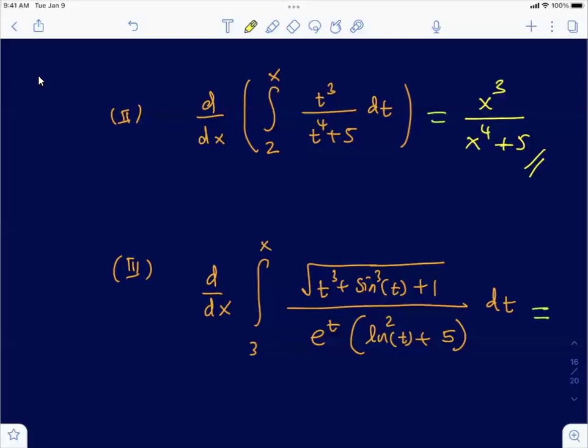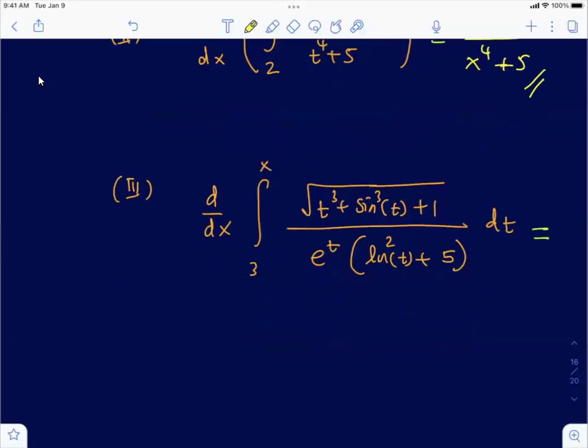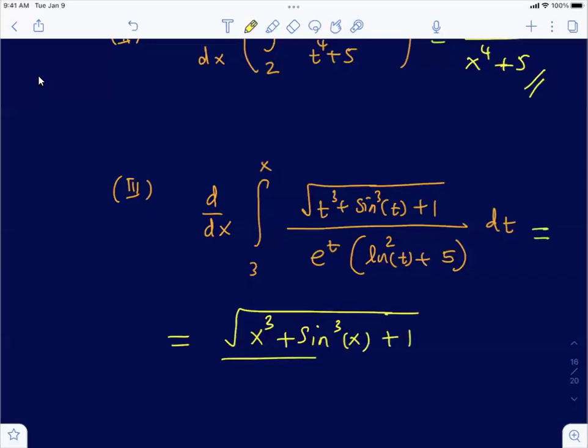a fixed lower bound. And then once you have it, I'm going to just copy and paste this function with the variable x. So I'm going to do it with the square root of x cubed plus sine cubed x plus 1, divided by e to the x, ln squared x plus 5. That is my answer. Just knowing that these two will conflict with each other, that's all you need to know.